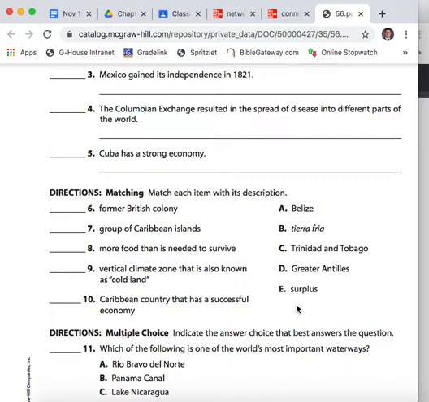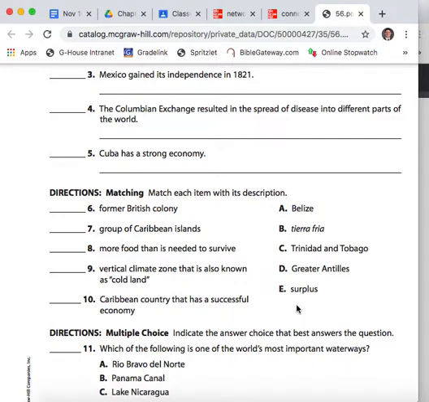In number 8, more food than is needed to survive. Number 8 is an example of a surplus. That's a context vocab. Surplus means I have more food than I need. Number 9, vertical climate zone that is also known as cold land. Tierra fria. Tierra meaning land, fria meaning freezing, freezing cold, cold land.